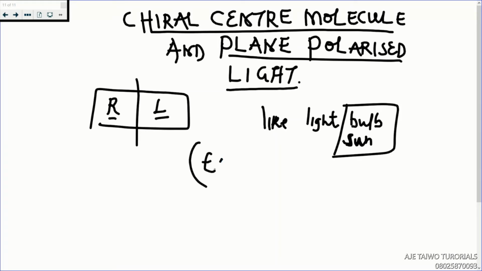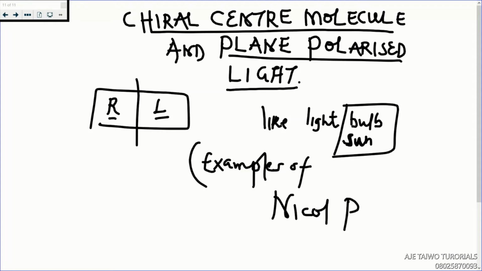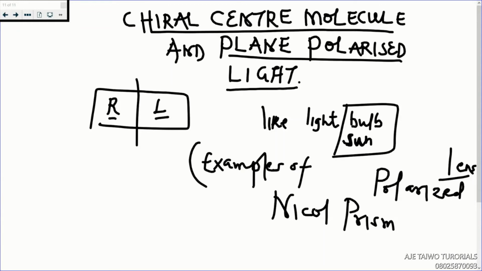Give me examples of polarizers. Examples of polarizers include your nicol prism. Also your polarized lens. These are examples of polarizers.